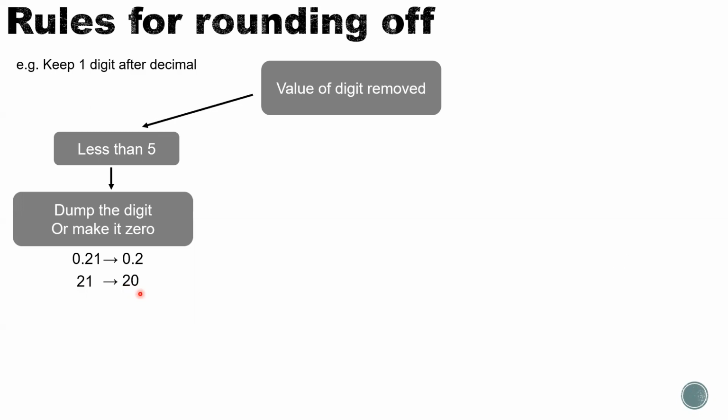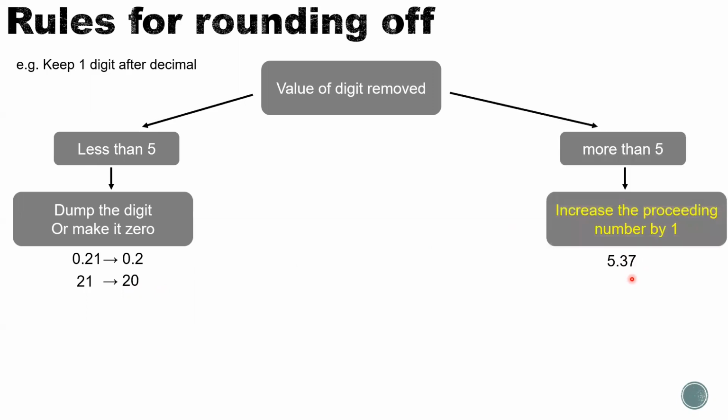All right, if we have a number with the value of digits removed more than 5, in this case 5.37, the 7 is more than 5, then we increase the preceding number by 1. We round off 5.37 to 5.4. Now we talk about 2 scenarios where the value of digits removed is less than or more than 5. How about the digit is exactly 5?